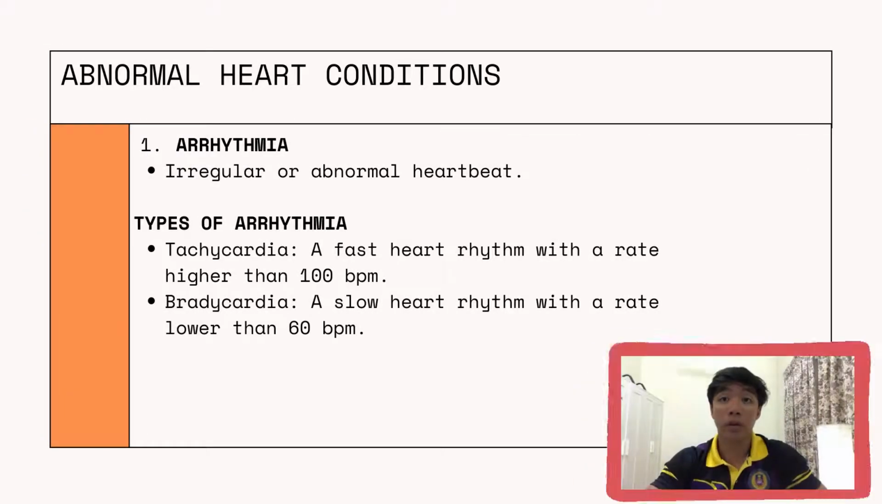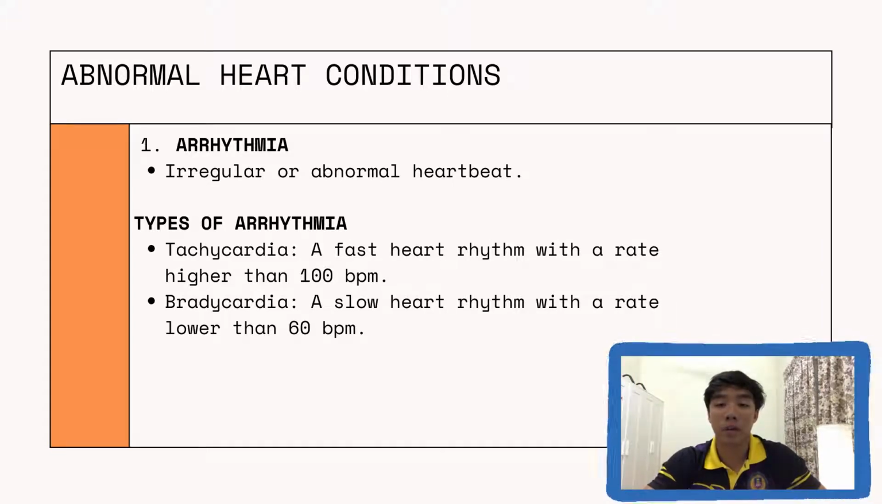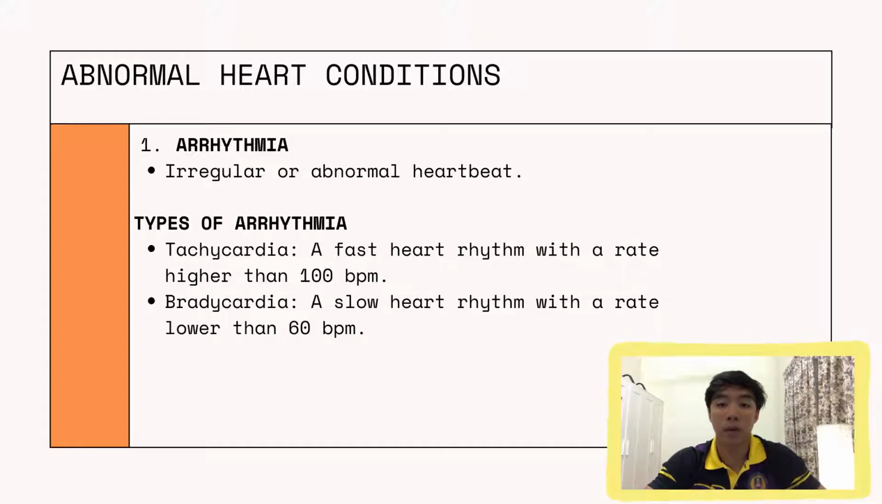So now we are going to talk about the abnormal heart conditions. Firstly, we have the arrhythmia. Arrhythmia is an irregular or abnormal heartbeat. There are several types of the arrhythmia. Firstly, we have here is the tachycardia, which is a fast heart rhythm with a rate higher than 100 BPM. Secondly, we have the bradycardia. It is a slow heart rhythm with a rate lower than 60 BPM.